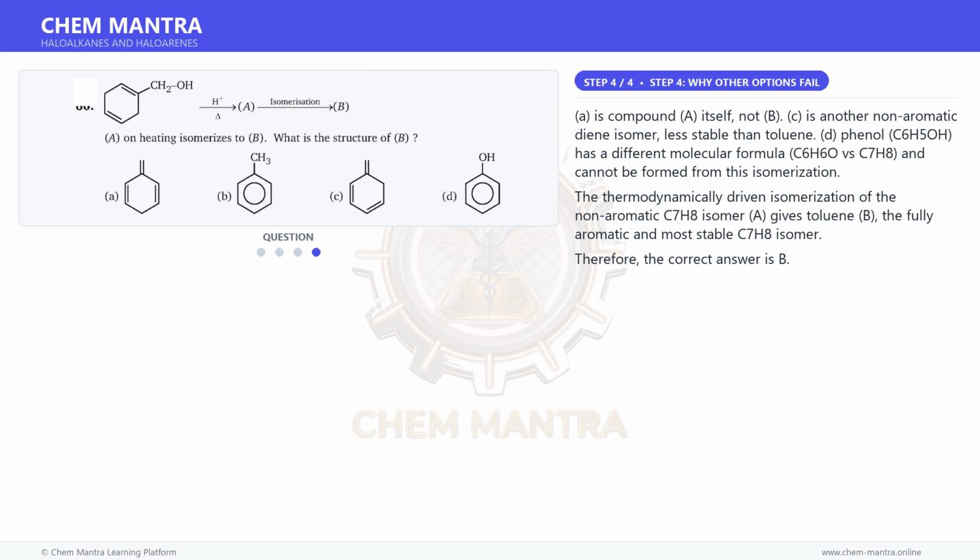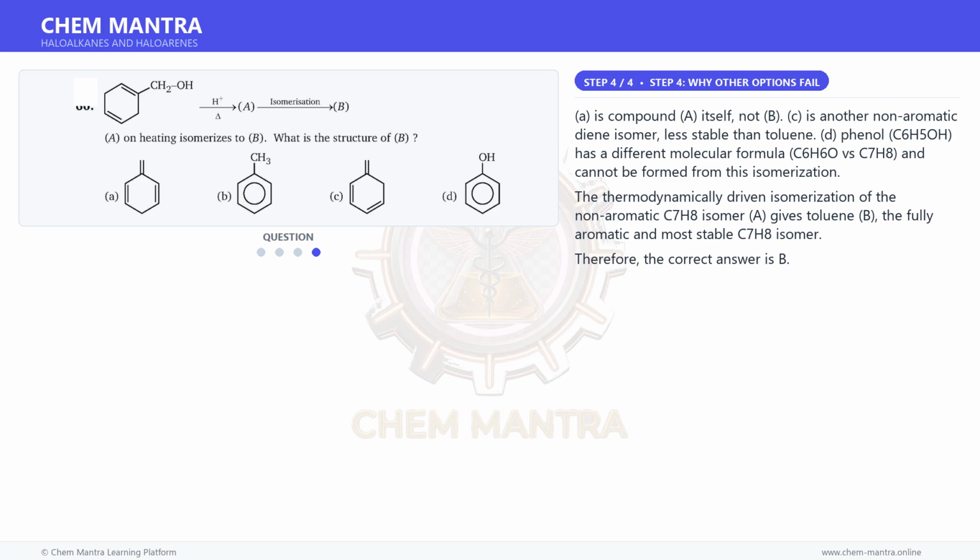And for the final step, A is compound A itself, not B. C is another non-aromatic diene isomer, less stable than toluene. D, phenol, C6H6O, has a different molecular formula, C6H6O versus C7H8, and cannot be formed from this isomerization.